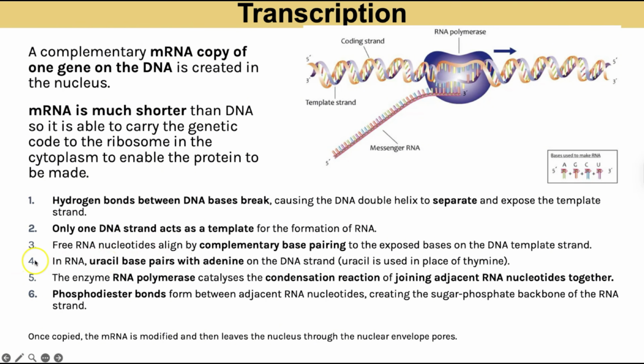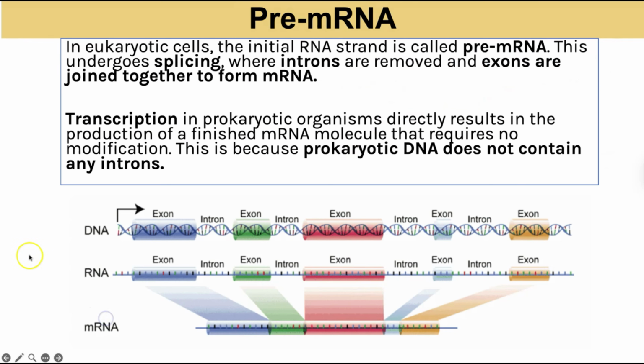Now that's not normally a mark point if it's a describe transcription question, but it's just worth noting. The enzyme RNA polymerase is then responsible for catalyzing the condensation reaction, which joins the adjacent RNA nucleotides together, and in doing that, phosphodiester bonds are formed. Once that mRNA is copied, it then gets modified, and then it's ready to leave the nucleus. Before it's been modified we call the mRNA pre-mRNA. Once it's been modified, then we call it mRNA.